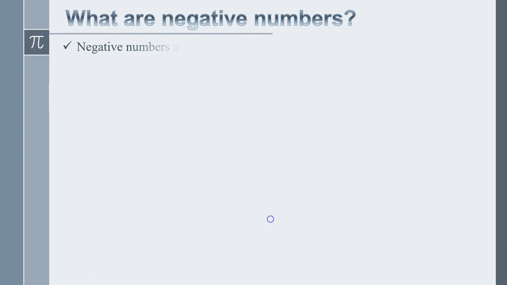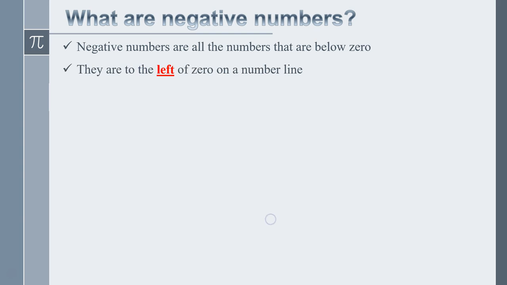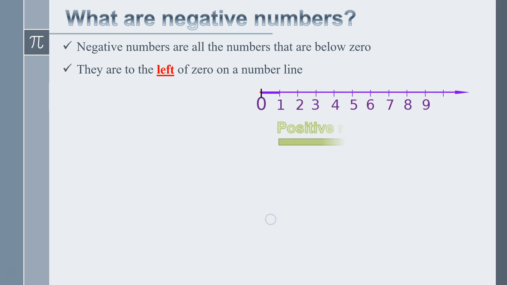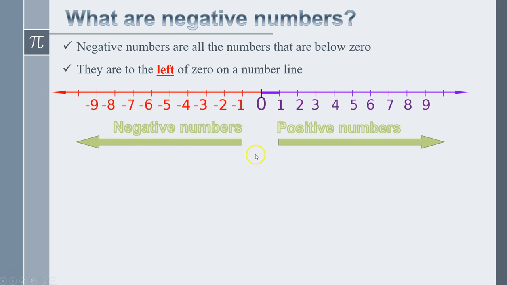So what are negative numbers? Well, essentially they're just all the numbers that are below 0, which means they're to the left of 0 on our number line. So we have a little look at a number line. There it is. There's all our positive numbers. Clearly there we've got 0, and clearly there are all our negative numbers which are on the left.